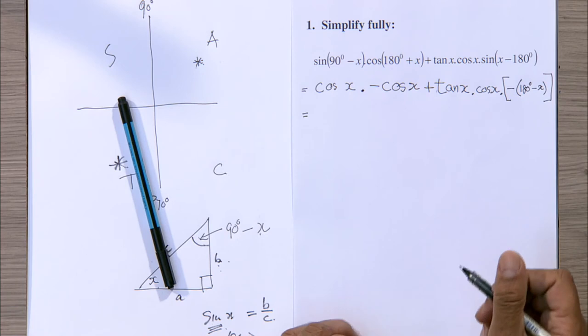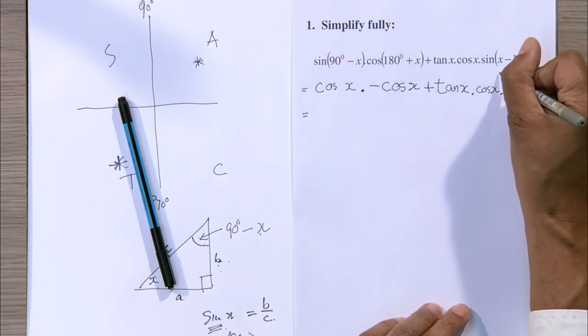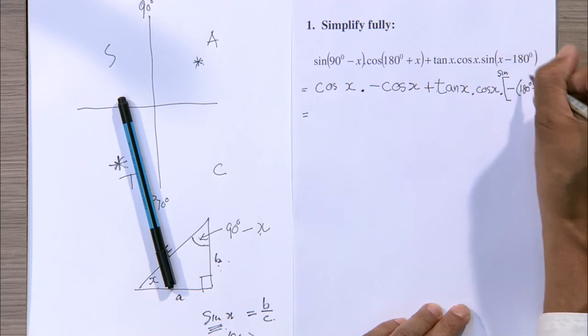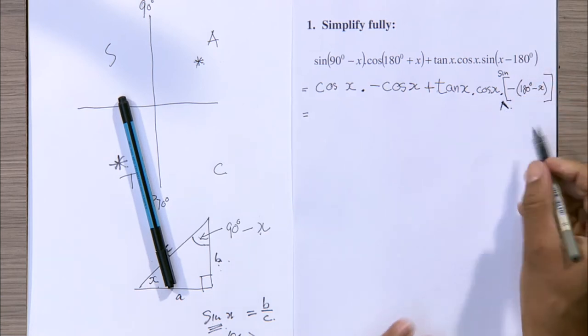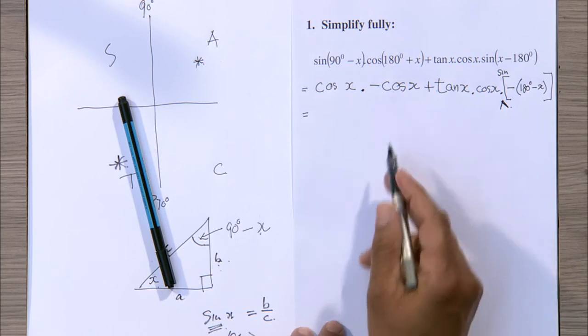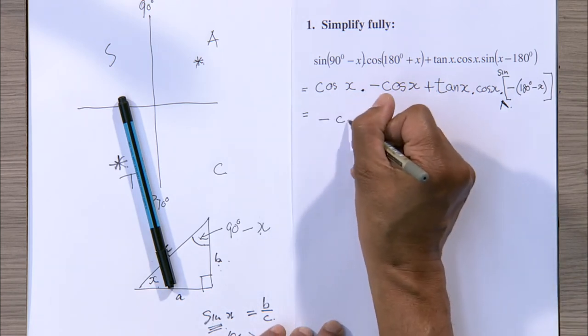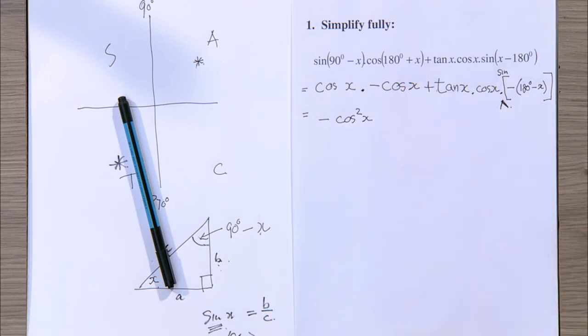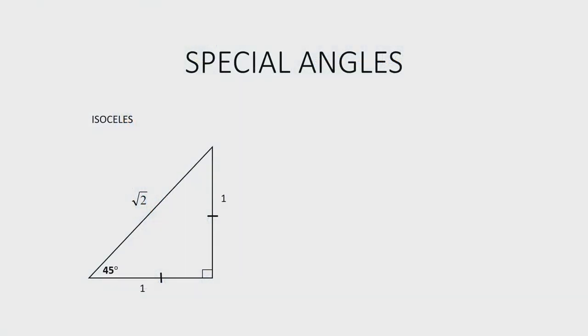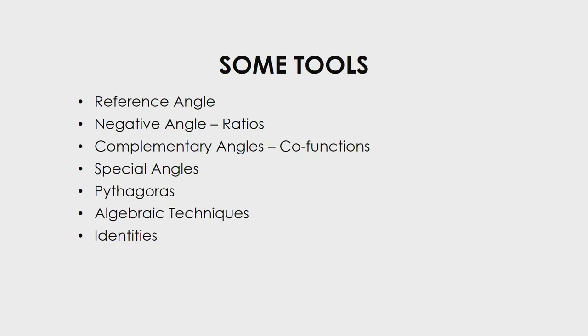Right, continue. Sorry, I made a mistake. There is still multiplication with the sine of that negative angle. My apologies for that, but the sine is still there in front. So here I have minus the cosine squared of x. Remember, in one of the tools, there were algebraic methods. So the algebraic methods come into play here. If I can just go back quickly, there we have algebraic techniques, the second last bullet. So I've just multiplied, and that's negative cos squared.